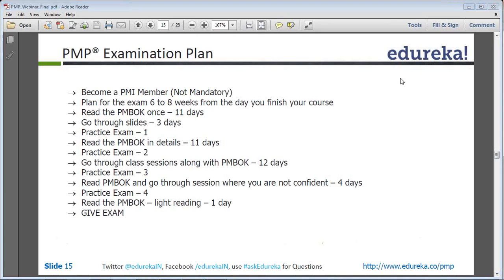Now this slide will answer the question which was asked some time back as to how much time the PMP examination requires to prepare. For me, you should plan for 6 to 8 weeks from the day you finish your course. What happens is, if it is more than that, you will forget about it and you will get more drawn into your own projects which you do every day. So you have to be determined and ready to spend time during these 6 to 8 weeks.